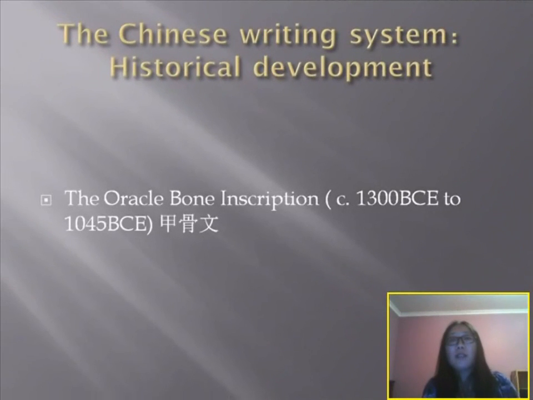Okay, let's talk about the oracle bone inscriptions. They are the earliest Chinese writing system, and they can be used as evidence to prove that the Chinese writing system has a history of over 3,000 years. The oracle bone inscriptions were used roughly from 1300 BCE to 1045 BCE in the late Shang dynasty. The Shang dynasty was in today's Henan province, and the exact position of the late Shang dynasty was in Xiaotun village, Anyang city, Henan province.